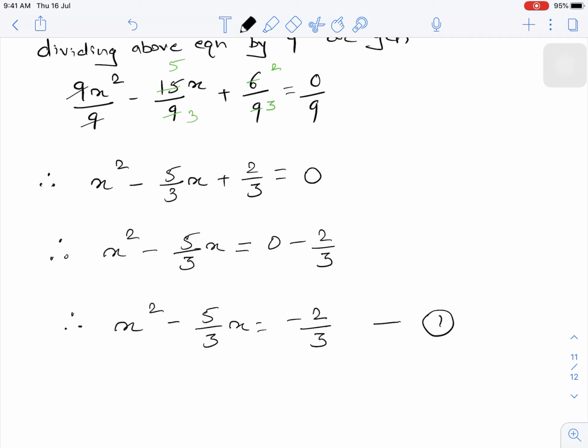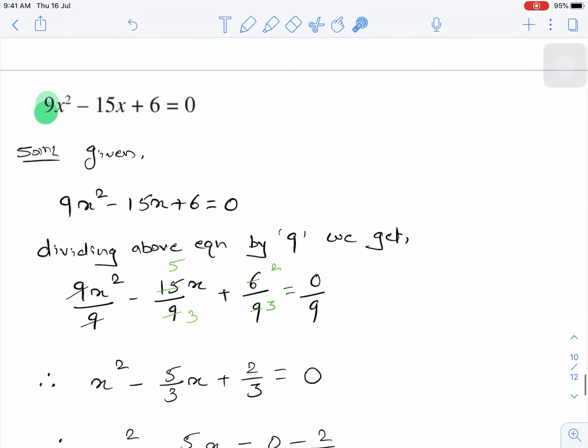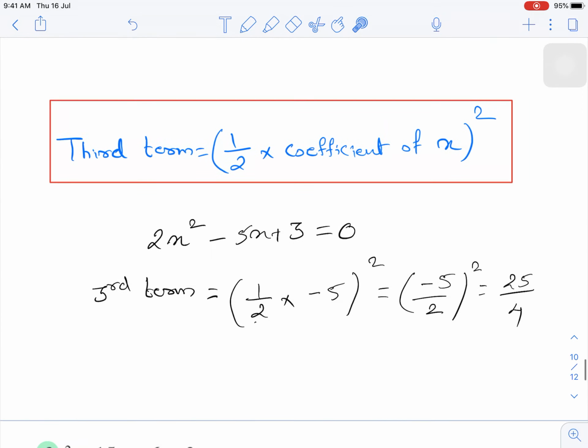Now for this equation number 1, on the left hand side there is no third term. The first term is x square, the second term is minus 5 upon 3x. Now for this left hand side we want to make a third term. How to find the third term? We are going to find it by using this formula.